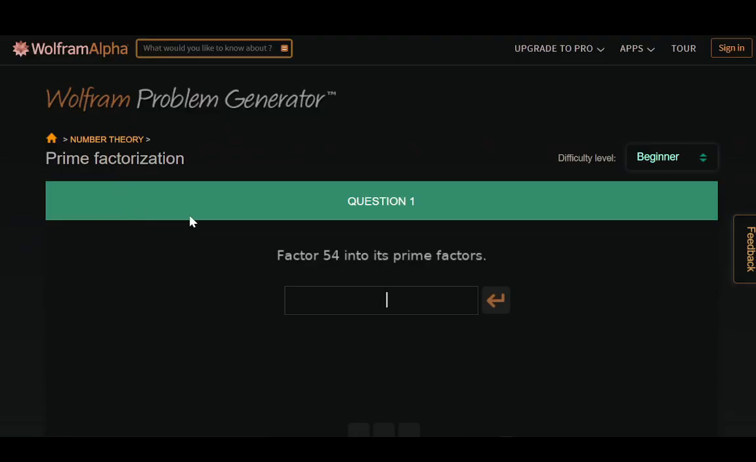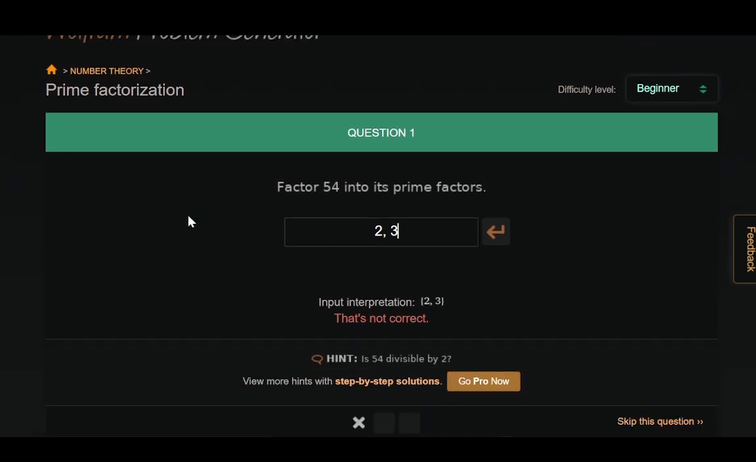So what does it say? Into its prime factors. So the only prime factors are 2 and 3, because 3 comes up. What? Is 54 divisible by 2? Okay, so one city's been destroyed. I don't know why it's not accepting that. I'm pretty sure that is correct.